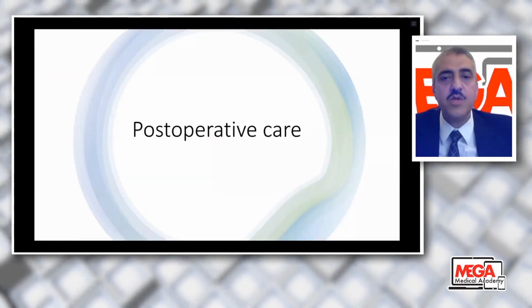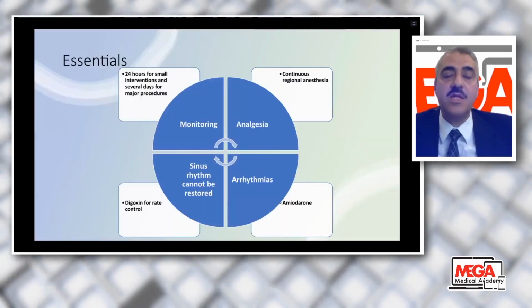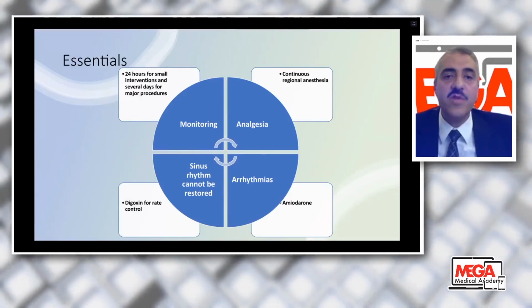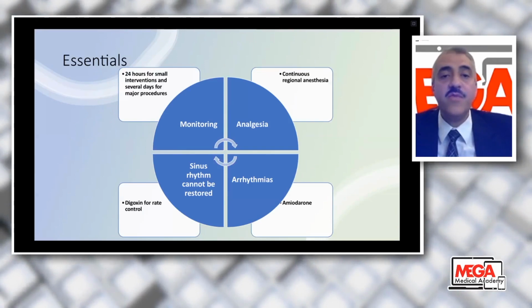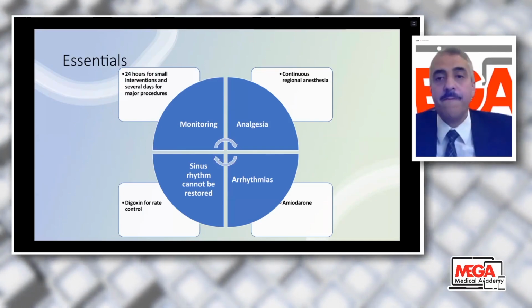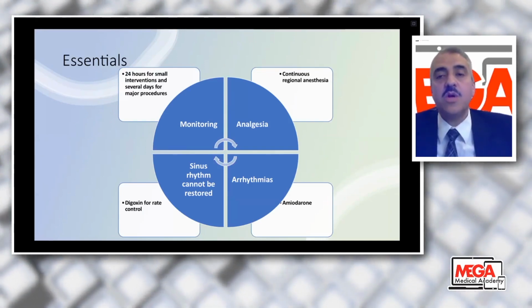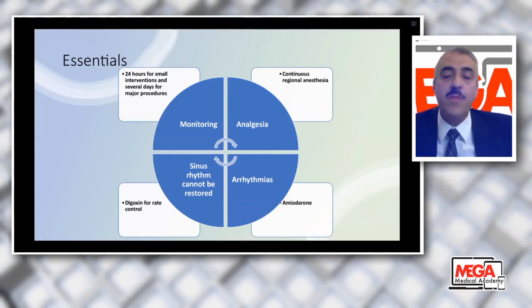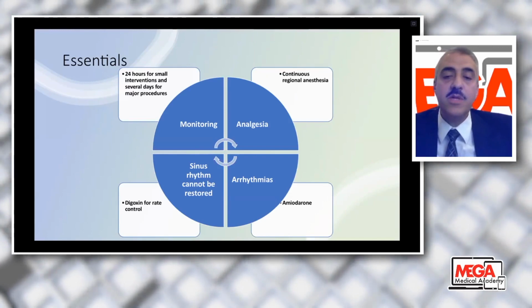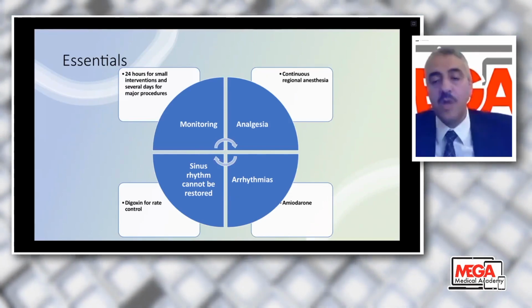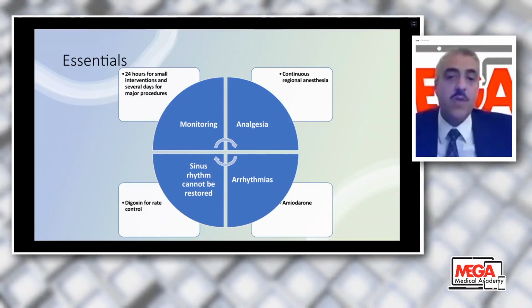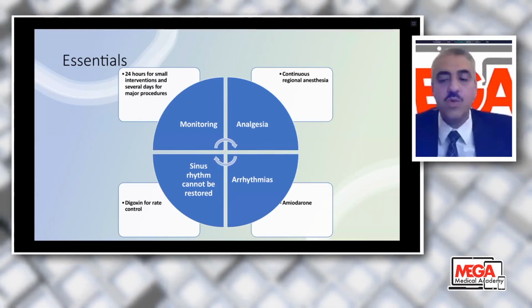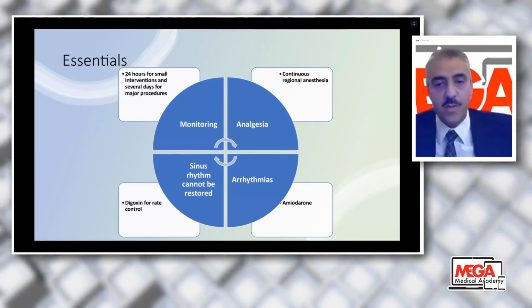Post-operative care for this patient should be inside the ICU, at least 24 hours for small interventions, and maybe several days for major procedures. Anesthesia should continue as a continuous regional block. If the patient has arrhythmias, we are going to use amiodarone and not beta blockers, and if sinus rhythm cannot be restored, we can use digoxin for rate control. Thank you very much.